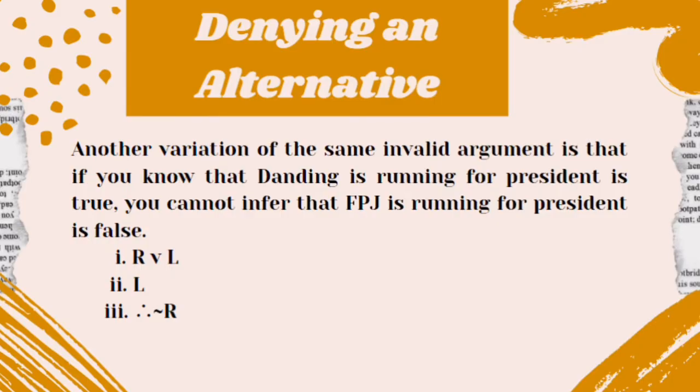Another variation of the same invalid argument is that if you know that Danding is running for president is true, you cannot infer that FPJ is running for president is false. Premise 1, either R or L. Premise 2, L. Conclusion, therefore not R. Please keep in mind that the argument denying an alternative is easily confused with a valid disjunctive syllogism argument.